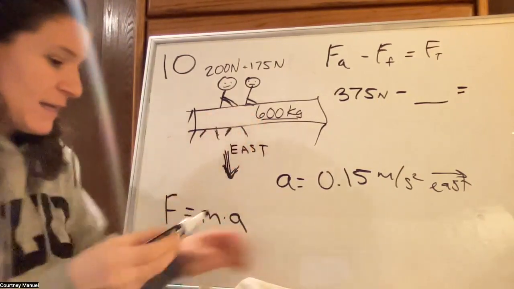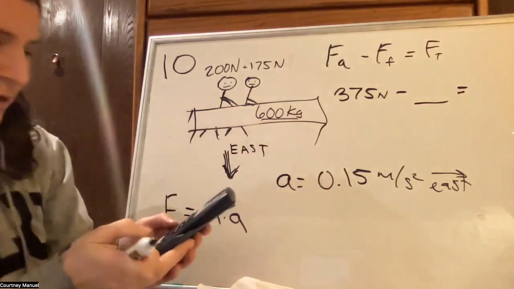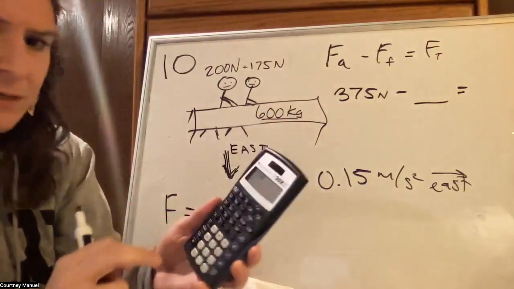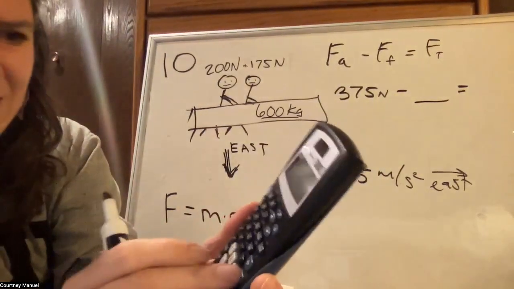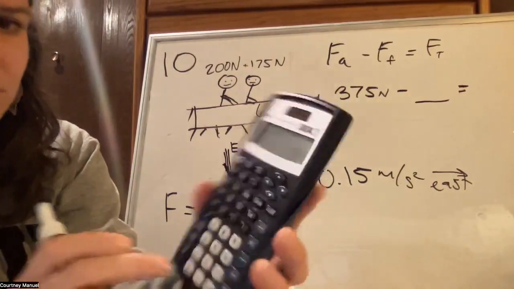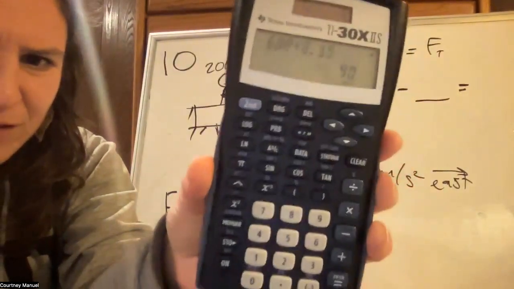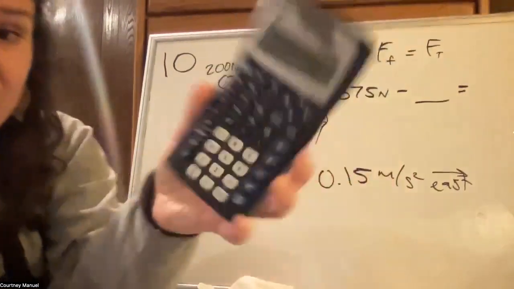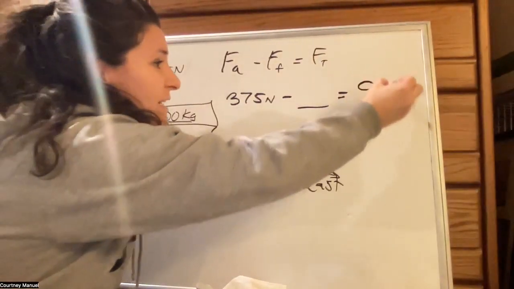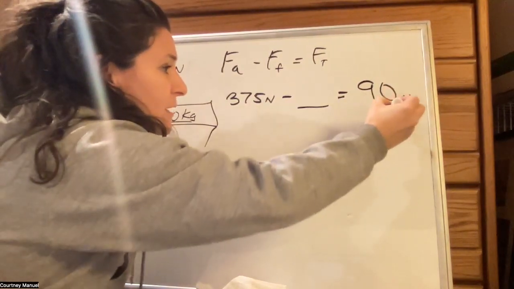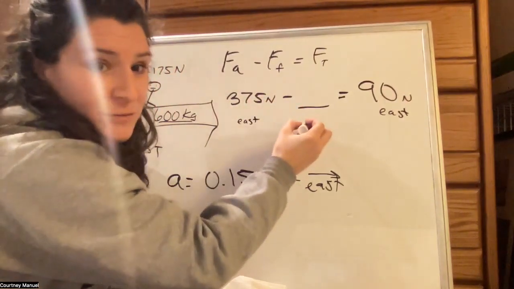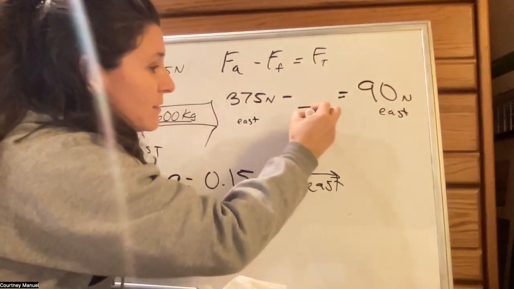Our mass is 600. I have to do this on my calculator. This one is a little trickier. I don't know if you can even see. So we're going to do 600, typing it in here, times our 0.15. That is our acceleration. I got a 90. 90 is our total force over here. So this is 90 newtons east. And this guy must be east, which means our friction force has got to be west.